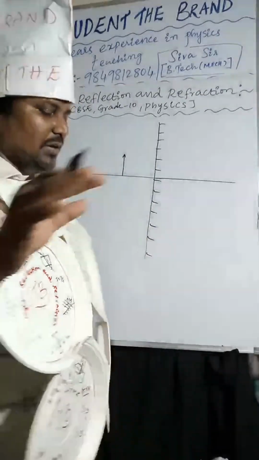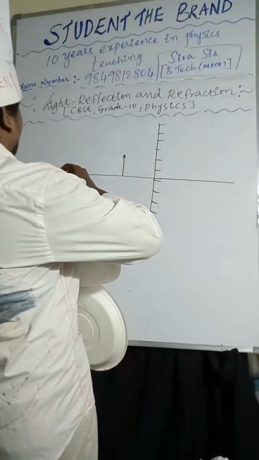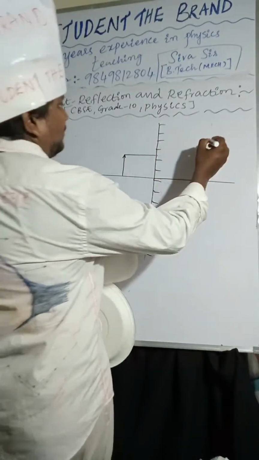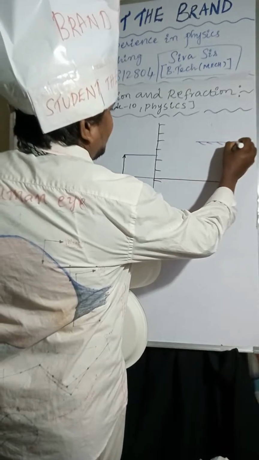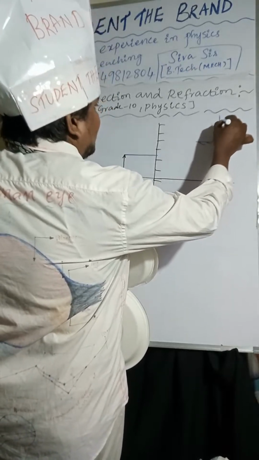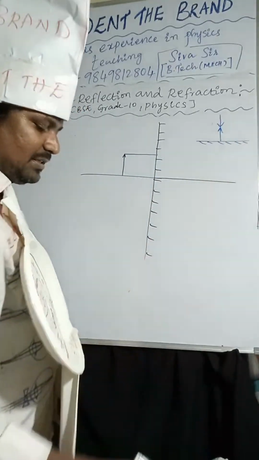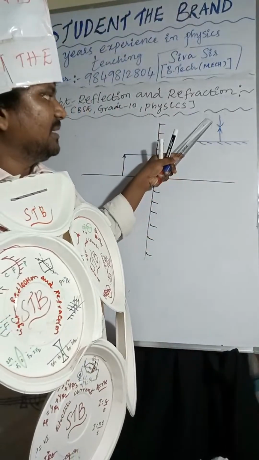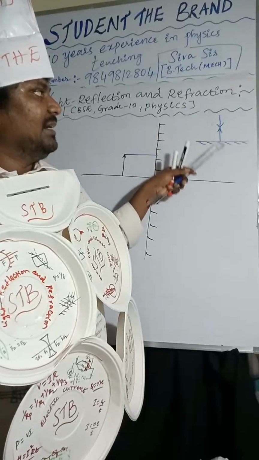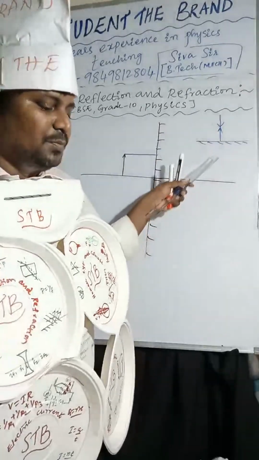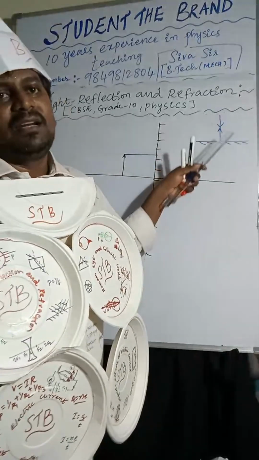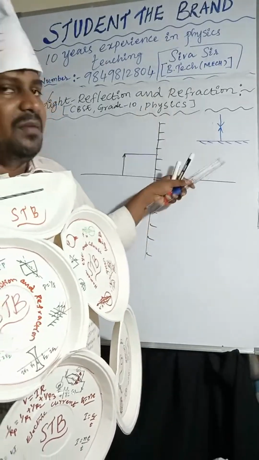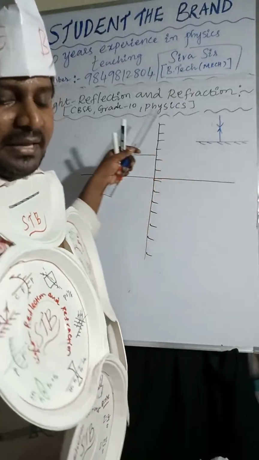So minimum 2 light rays. I am considering 1 light ray here. So this is 1 light ray. Normally, if the light ray is incident along the normal line on a plane mirror, what happens? It retraces its original path. If the light ray passes along the normal line, the reflected ray moves in the same direction, along the same line.